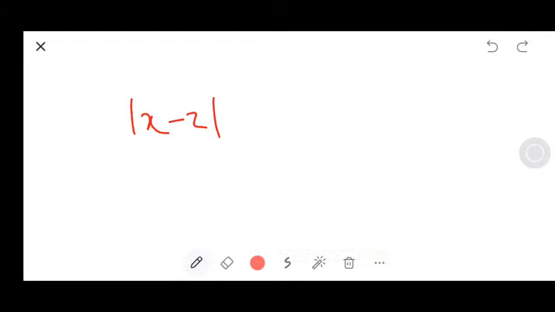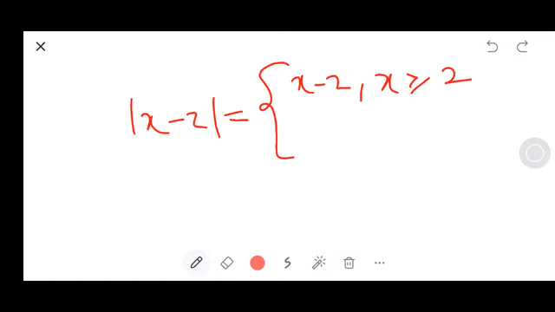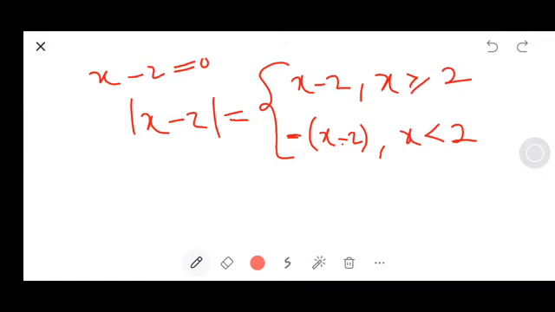That's what I want to explain now. It is defined as follows: absolute value of x minus 2 is positive x minus 2 when x is greater than or equal to 2, and it is equal to negative of x minus 2 when x is less than 2. Where am I getting the 2? It is from x minus 2 equals 0, so x equals 2.